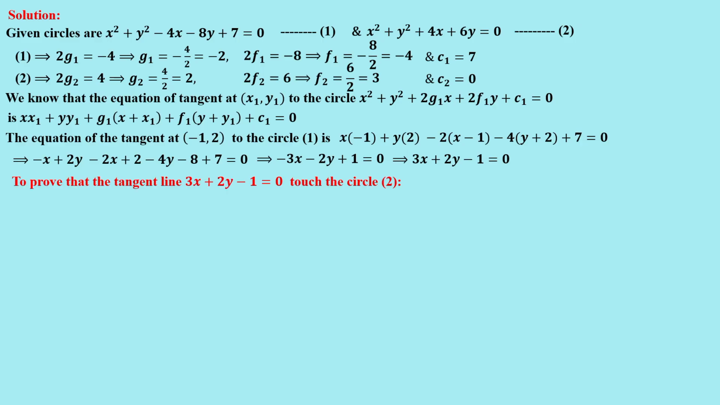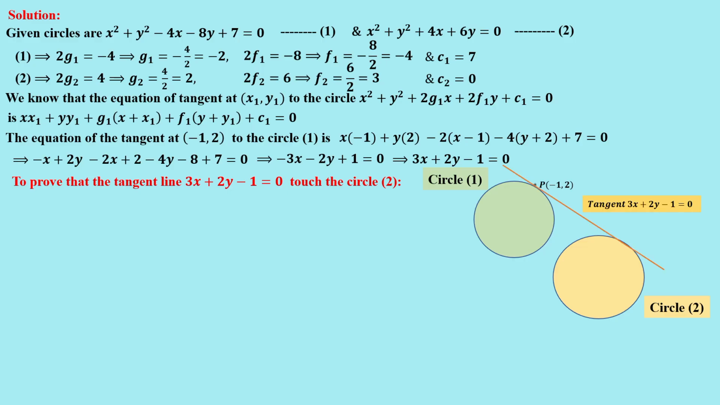To prove that the tangent line 3x plus 2y minus 1 equal to 0 touches circle 2, right? This is circle 1, this is circle 2. So point P (minus 1, 2) is on circle 1, right? So that is the tangent, 3x plus 2y minus 1 equal to 0. So we need to prove the tangent touches circle 2 also. Now the center of circle 2 is (minus 2, minus 3). We know, because it is (minus g2, minus f2), that is the formula. So the center c2 is (minus 2, minus 3).